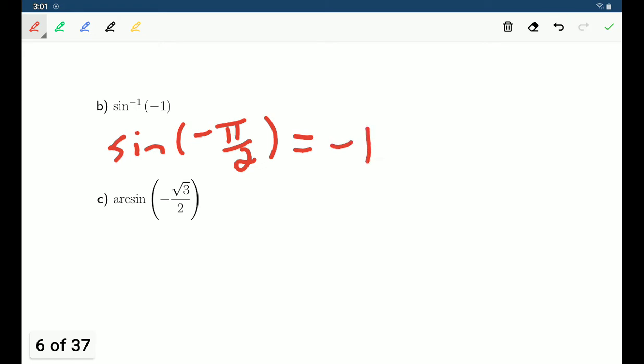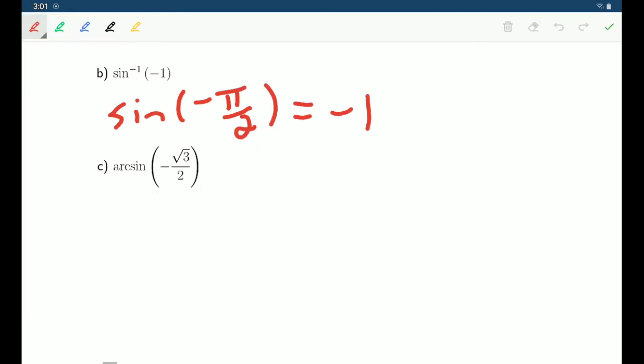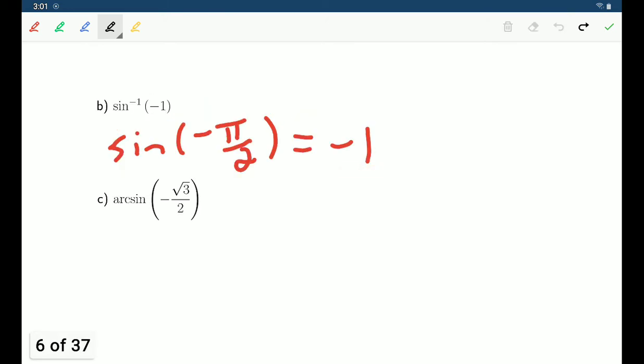And if that's the case, then for sine inverse, it will switch the inputs and the outputs. So instead of having -1 as the output, we have -1 as the input. And instead of having -π/2 as the input, we'll have -π/2 as the output. So sine inverse of -1 is -π/2.